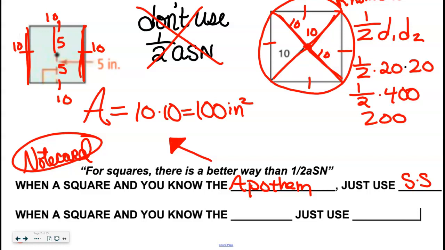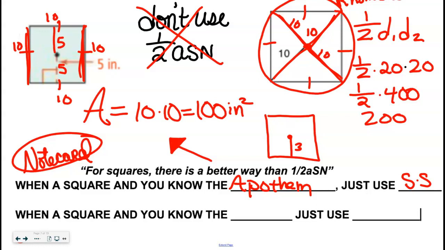Watch. Do this one in your head. I'm going to draw a square. I'm going to go right here, drop this down, and I'm going to tell you that's 3. What's the side length of the square? 6, correct? So the area is just 6 times 6. We're going to take a shortcut for those. If you work with friends from other classes, you might confuse them because I think that they might be doing ASN for these.